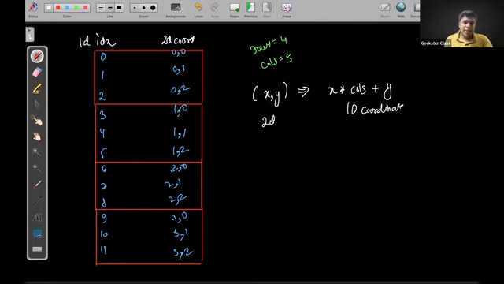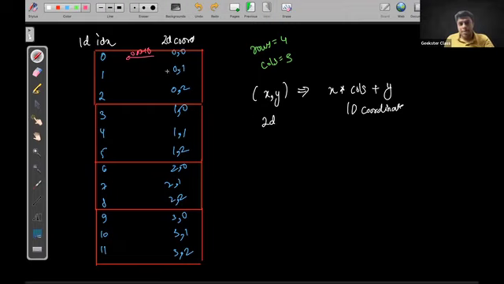This is the 2D coordinate. This will be the 1D coordinate. Let's confirm. 0, 0: 0 into 3 plus 0. I am showing this is 0 into 3 plus 0. That is how many rows you have jumped? 0 rows. How many columns you have jumped?